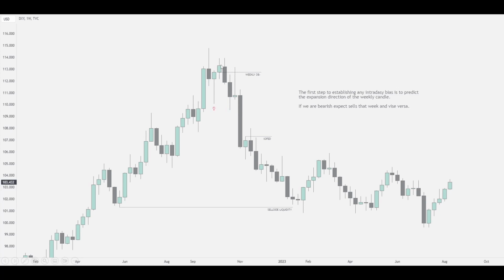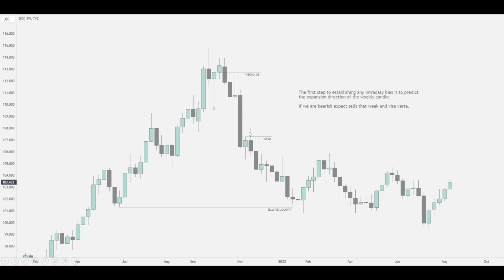Price came up, tapped into the weekly order block, which was left here, broke down, IOFED into this daily fair value gap. Why is it an IOFED? Because if you look to your left here, we've got a gap on the other side of this curve. So when we have a gap in line with this new gap, we can expect an IOFED, which is price wicks in quickly and then runs away from that fair value gap towards liquidity.